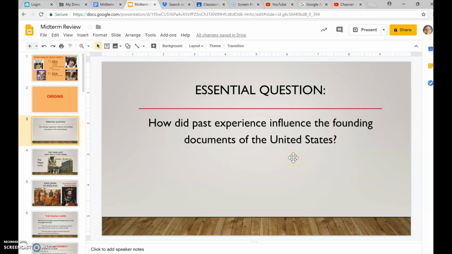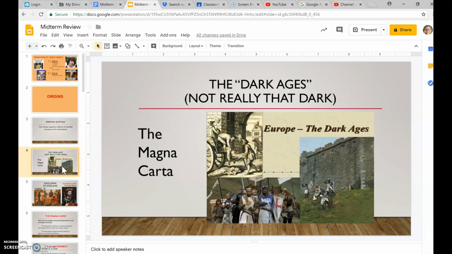In other words, how did past experiences and documents basically end up in our Constitution? Where did we get our ideas of democracy and a president and a Congress and all that? Where did we get those ideas from that make America America? It all started right here with the Magna Carta.